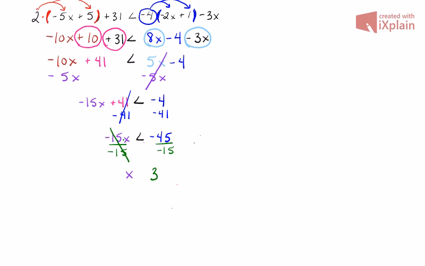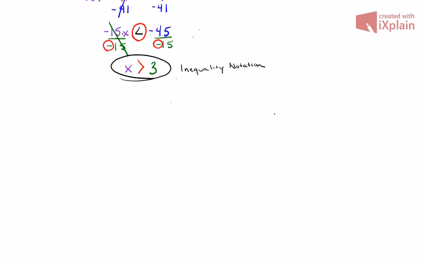What I want to note here is that I used a negative number to do the division on both sides. So that means that I have to flip my sign. So instead of a less than, I now have a greater than. My solution is going to be x is greater than 3. This is the inequality notation. I'm going to scoot this up.